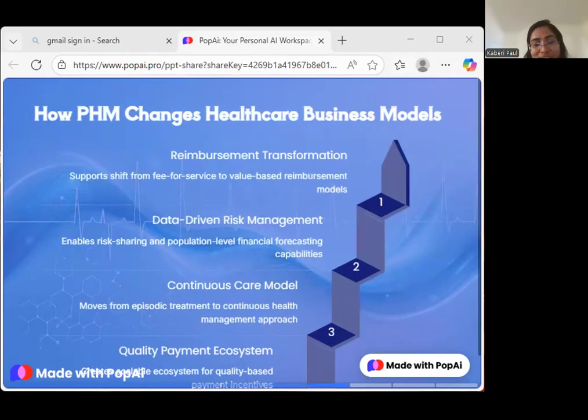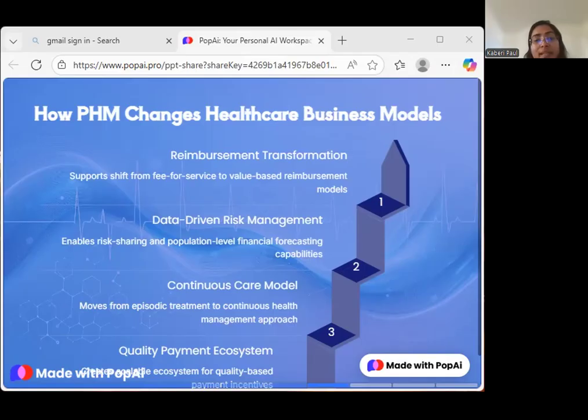How does population health management change the healthcare business model? Yes, Professor, this is closely tied to the shift from fee-for-service to value-based care. In the traditional model, hospitals were paid based on volume, the number of tests, visits, and procedures performed. This supports the new model where organizations are rewarded for keeping patients healthy and reducing unnecessary spending.